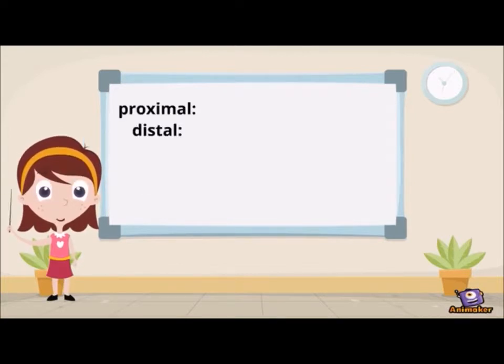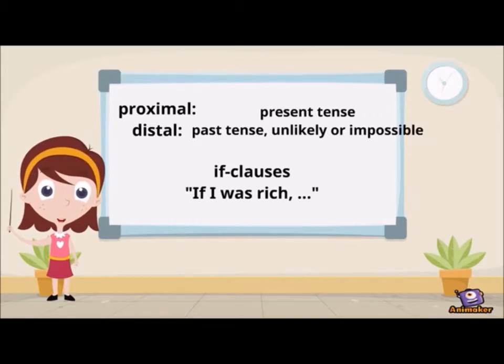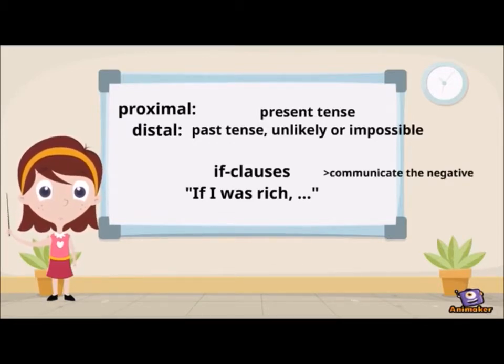By the choice of the verb tense, you can indicate the proximal or distal form. The present tense is the proximal form. The distal past tense form marks something that took place in the past or something that is extremely unlikely or even impossible. Past tense also is used in if clauses for events that are not close to present reality, for example, if I was rich. They are even so distant that they communicate the negative.